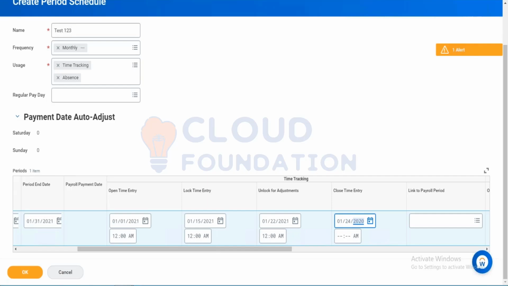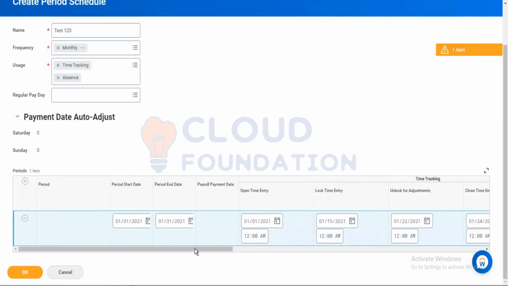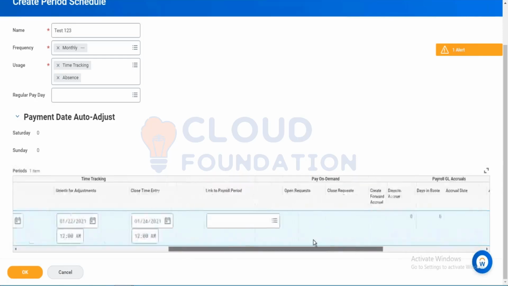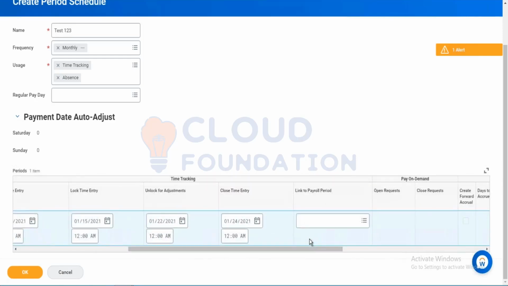2022, so sorry, 2021, after 24th, even God will not be able to enter the time for that worker during the period of 1st January to 31st of January. All right, this is a permanent close, seal, raid. It's like the FBI has come and raided that area.